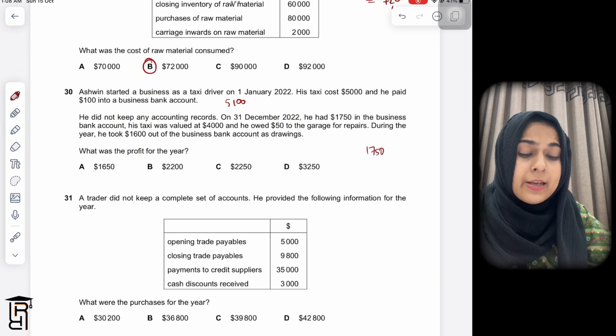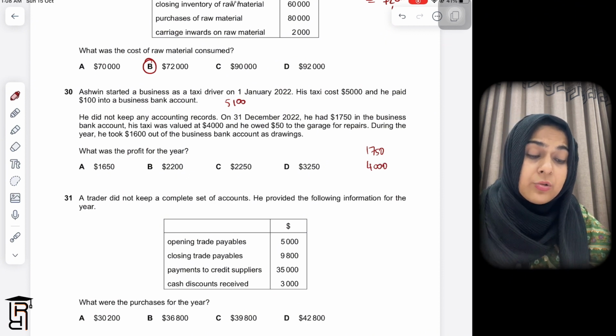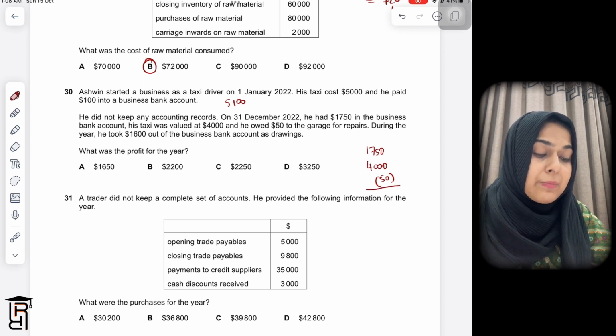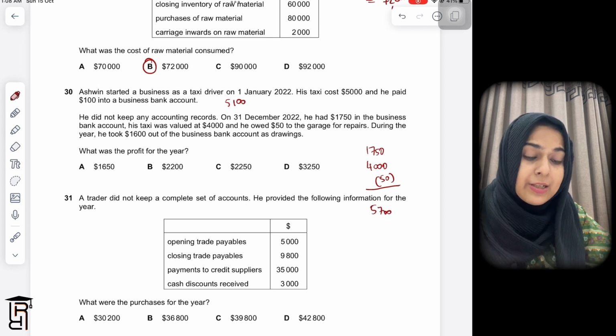Then his taxi valued at 4,000, so that is again the value of your asset, so you add it. He owed 50 to the garage for repairs, that is an owing expense, you need to subtract that, that's a liability. During the year he took 1600 out of the business bank account as drawings. So assets minus liabilities here is going to be 1750 plus 4000 minus 50 is going to be 5700. Okay, 5100 is the capital at start.